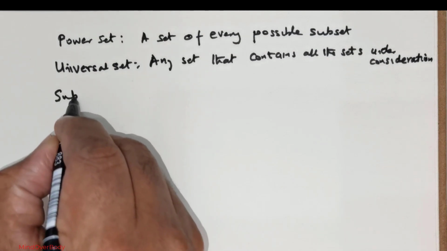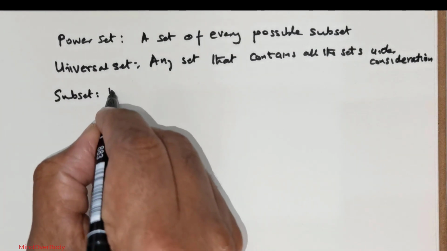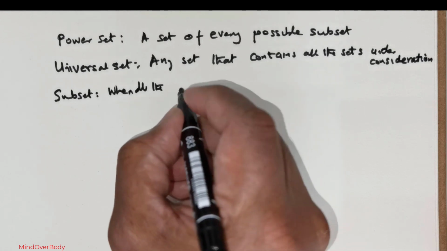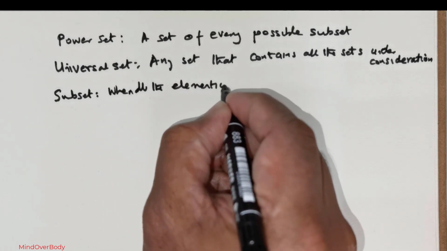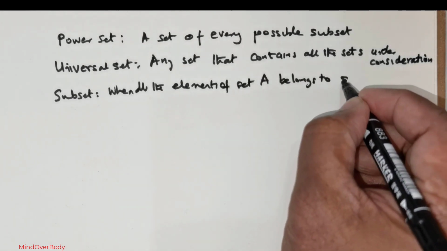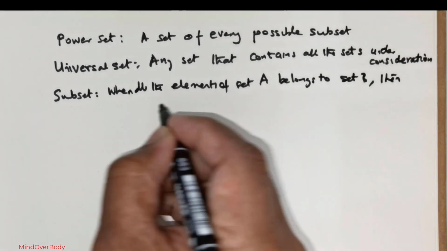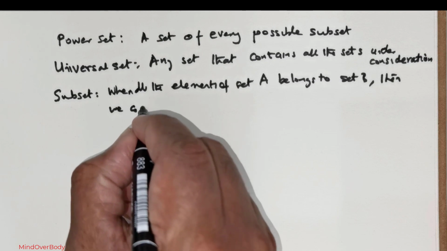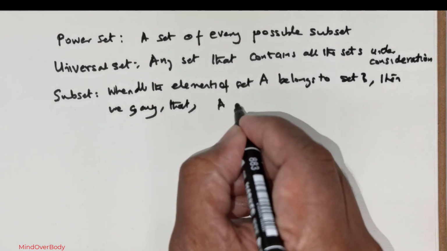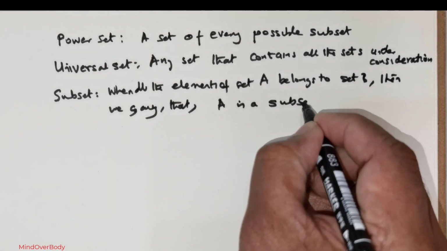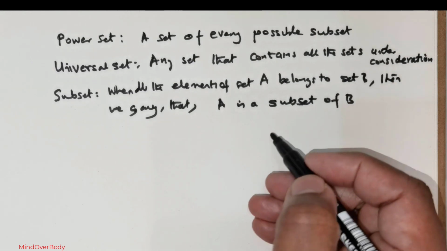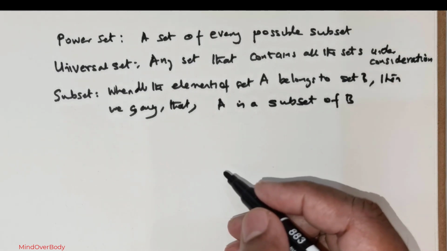Okay, finally, what is the subset? When all the elements of a set, say set A, belong to another set B, then we say, what do we say? We say that A is a subset of B. Now I used the indefinite article over here because B can have many subsets. So that is the understanding that we need to have here.